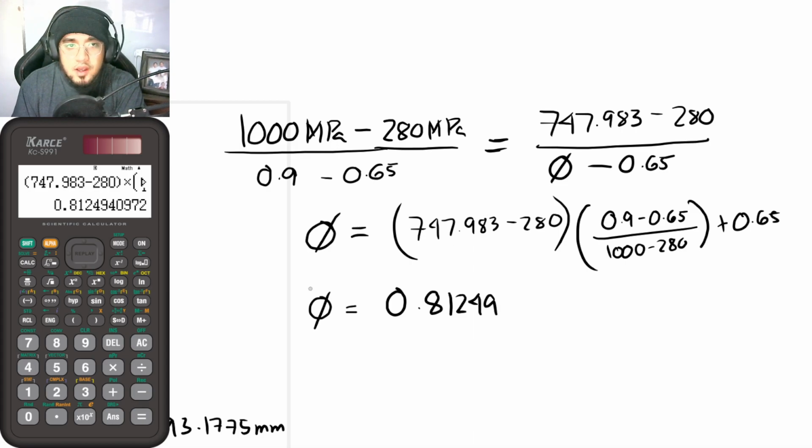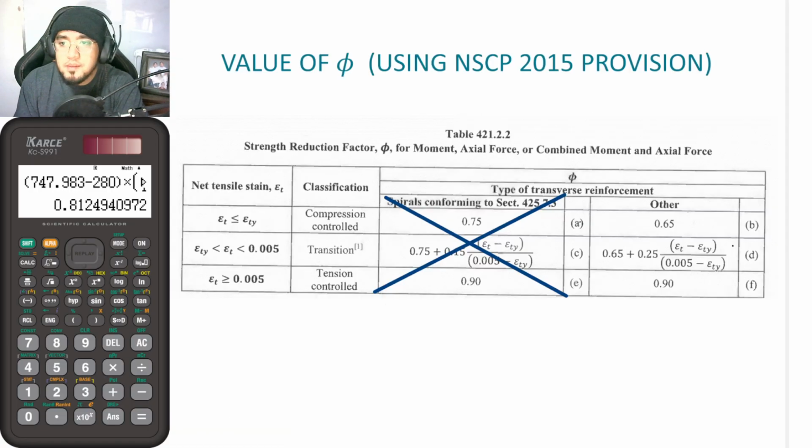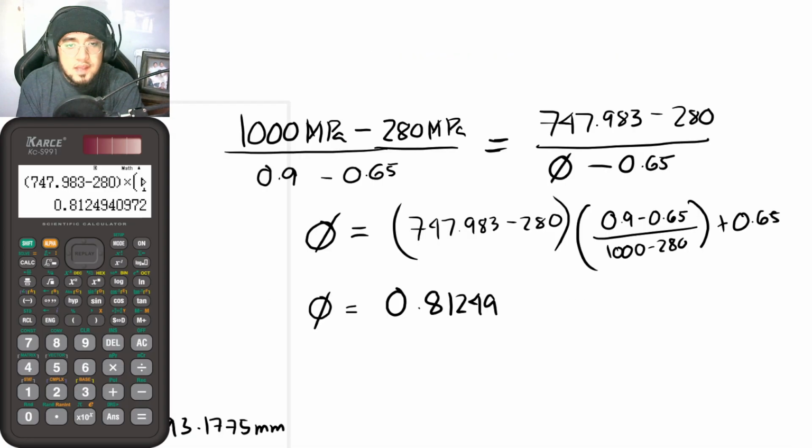So my answer here is 0.81249. Okay, so if you would now be making use of the equation by NSCP, this is basically it: 0.25 plus 0.25 times, just solve for the strains. And from that, guys, you would still be arriving at the same answer, which is this one here.